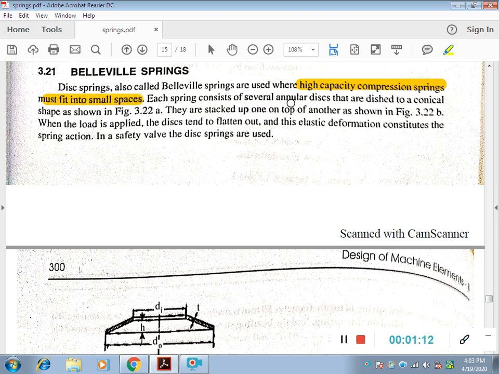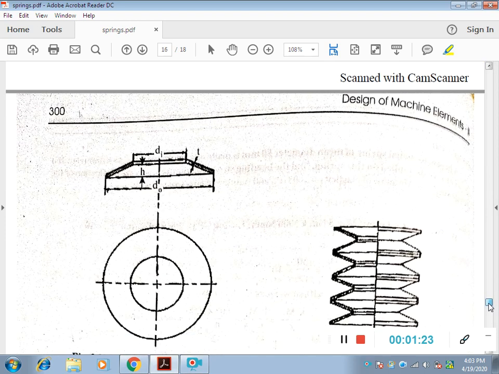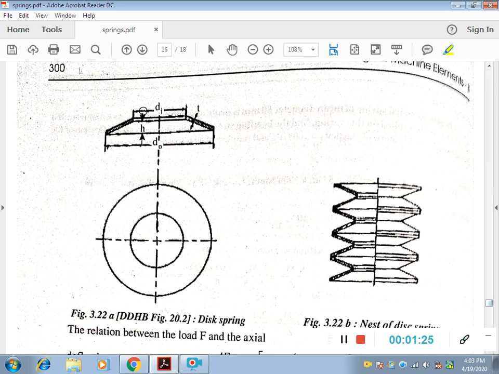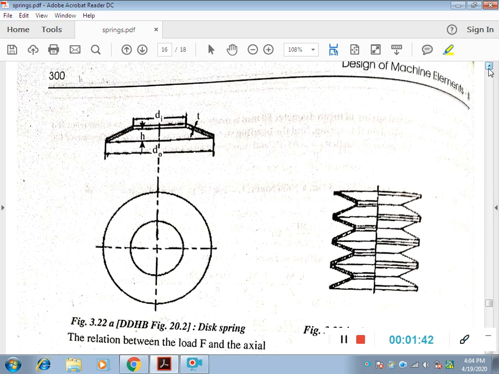Each spring consists of several annular discs that are dished to a conical shape as shown in the figure 3.22a. That figure I will show here. This is a conical disc shape figure, and they will be mounted one by one, and this will become a Belleville spring. Clear?